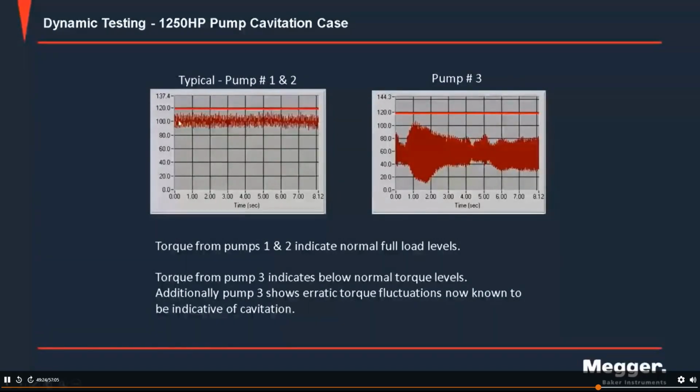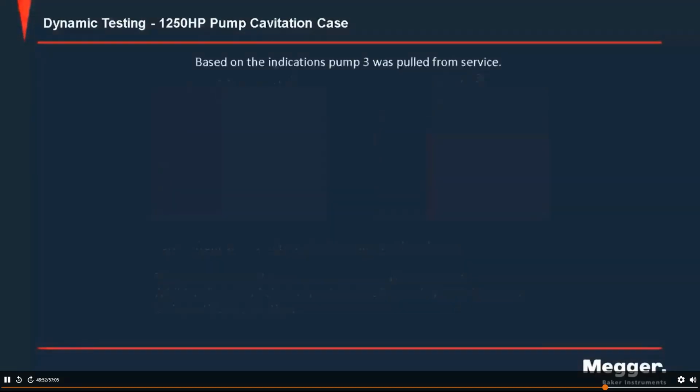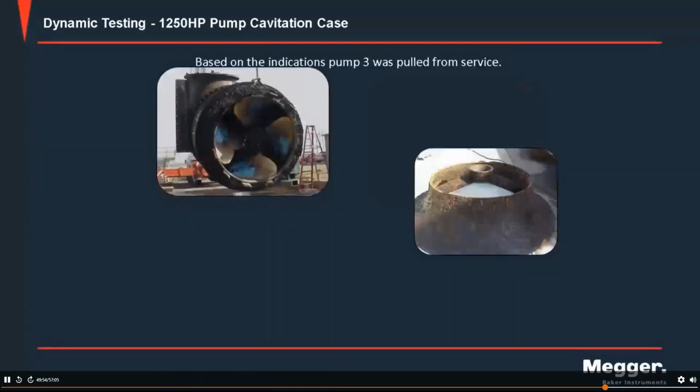Pump 1 and Pump 2 have a nice sustained torque level, very low peak to peak, we call it torque ripple. But Pump 3, on average, is only delivering about 60% of where it should be, and it has a really high erratic torque signature, the high torque ripple. And this is one of those indications of what cavitation looks like. So based on what they saw here, they were like, all right, let's go ahead and pull pump 3 out. They pulled pump 3 out, and this is what they found.